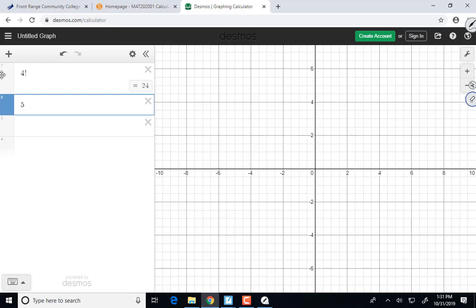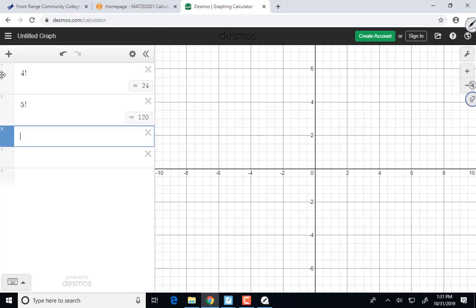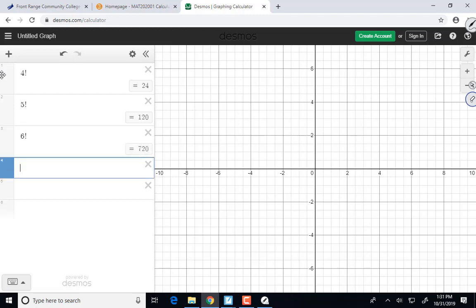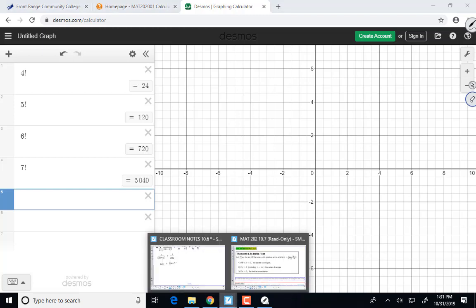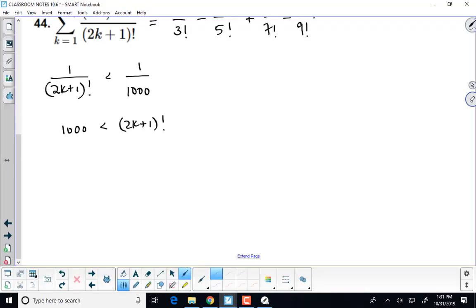Undo factorial. Which factorial is the first one that goes over 1,000? Seven. That's like a difference of 7,000. So 7 factorial is the one. What number gives us 7? Oh, 3. If we plug in a 3 there, we get 7 factorial, so k will be 3. If we have a factorial type of setup, it's just trial and error until we find the right k value. There's no inverse factorial.